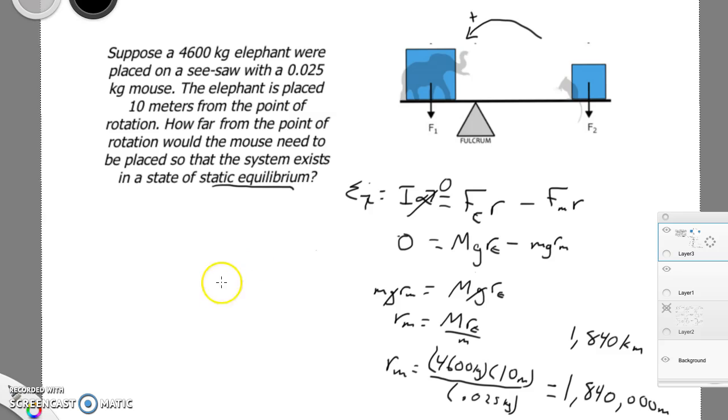Okay, we can say that about, trying to do a little conversion in my head here. So that would be about 1,100 miles away that the mouse would have to stand in order to balance out the elephant. Okay, that's about the distance from here in Southern California all the way to Texas.